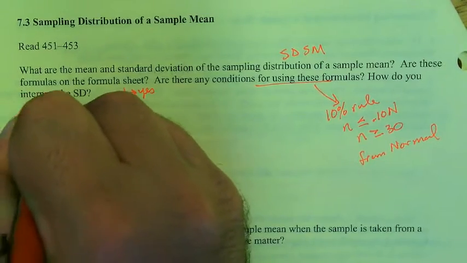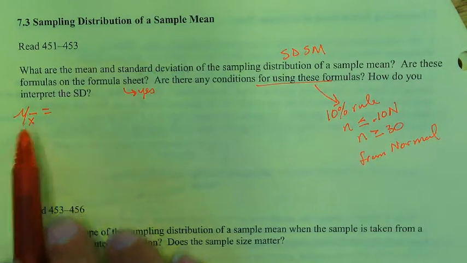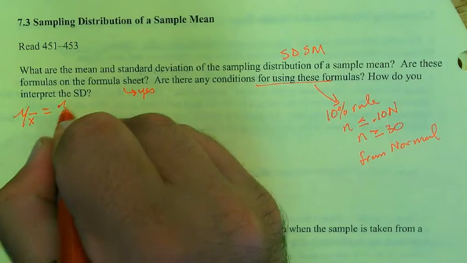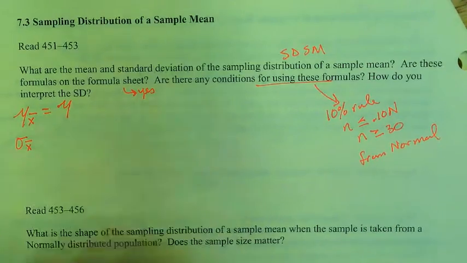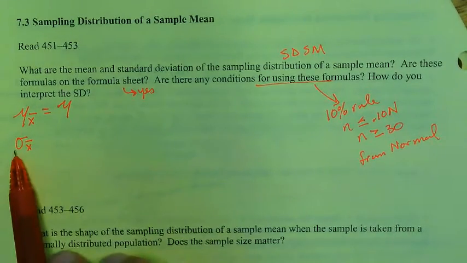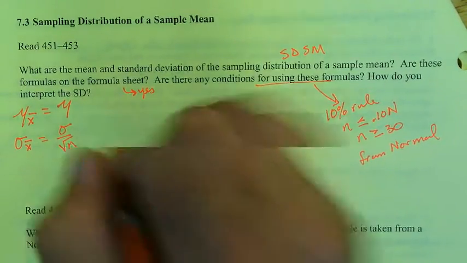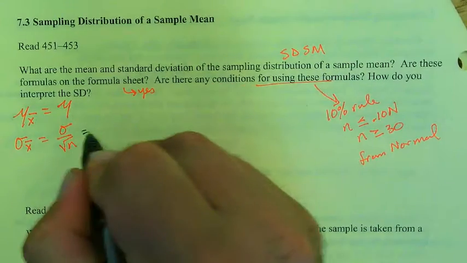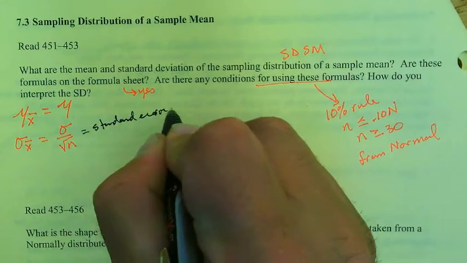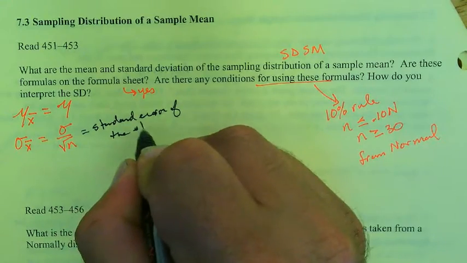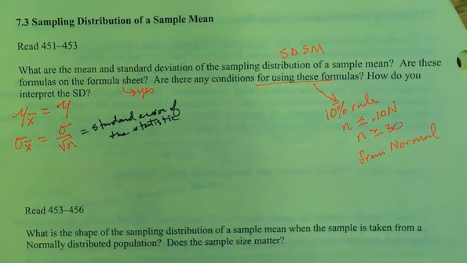Alright, so mu sub x bar, the mean of the sample distribution of sample means, is equal to mu. Okay. And the standard deviation of this sample distribution of sample mean is equal to sigma over the square root of n. This is known as the standard error of the statistic. Okay? This is known as the standard error of the statistic.